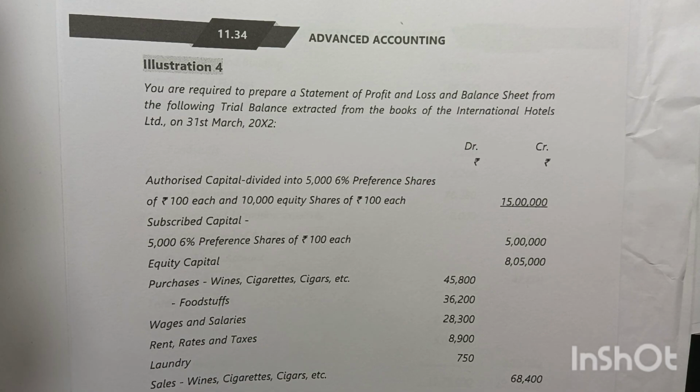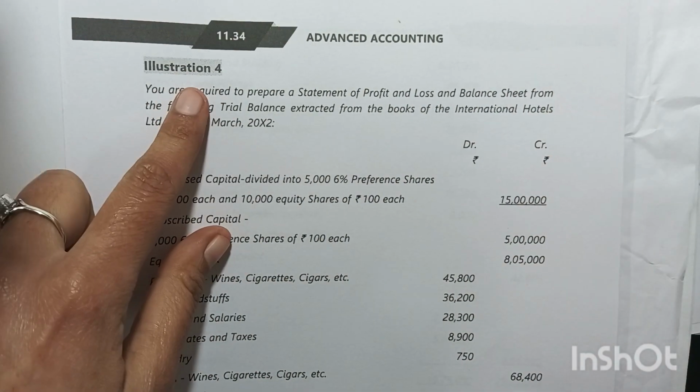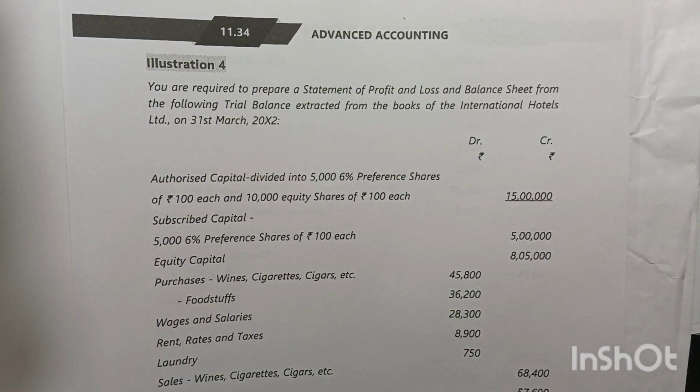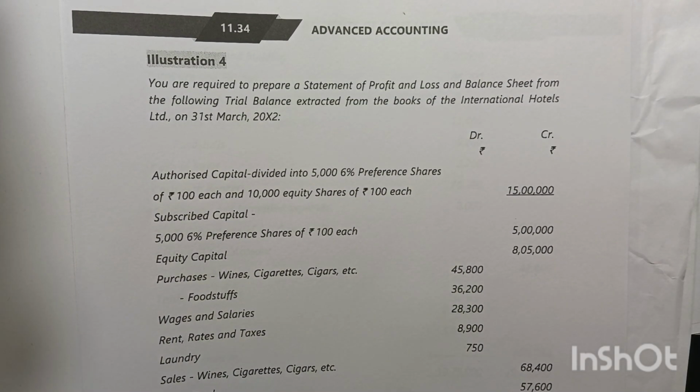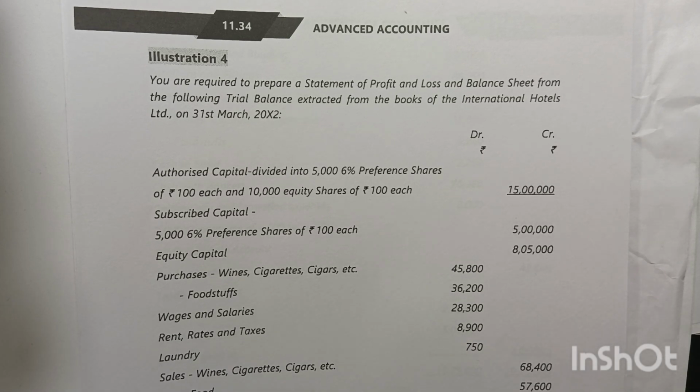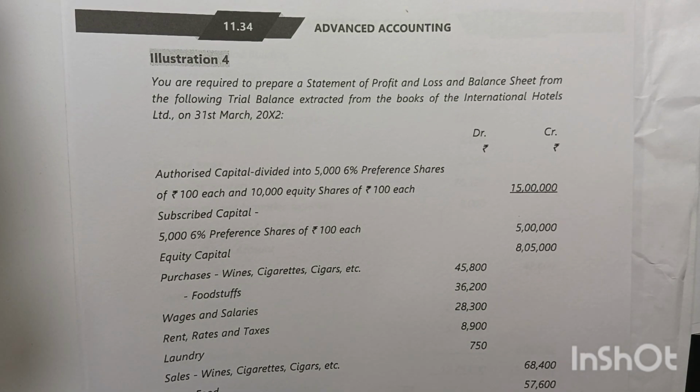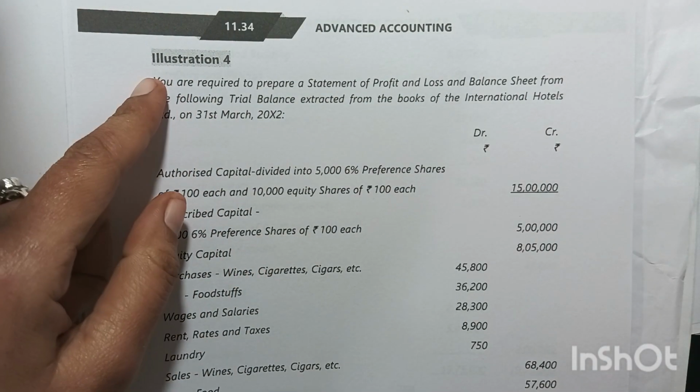So in this video I will discuss illustration 4 of chapter 11 CA Inter Advanced Accounting, Financial Statement of Companies. In the previous video I have discussed illustration number 3. In this video I am going to discuss illustration number 4.